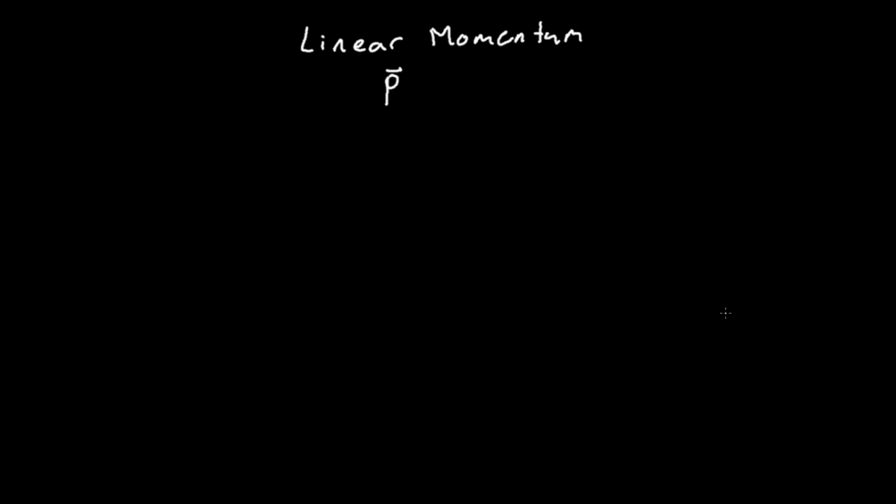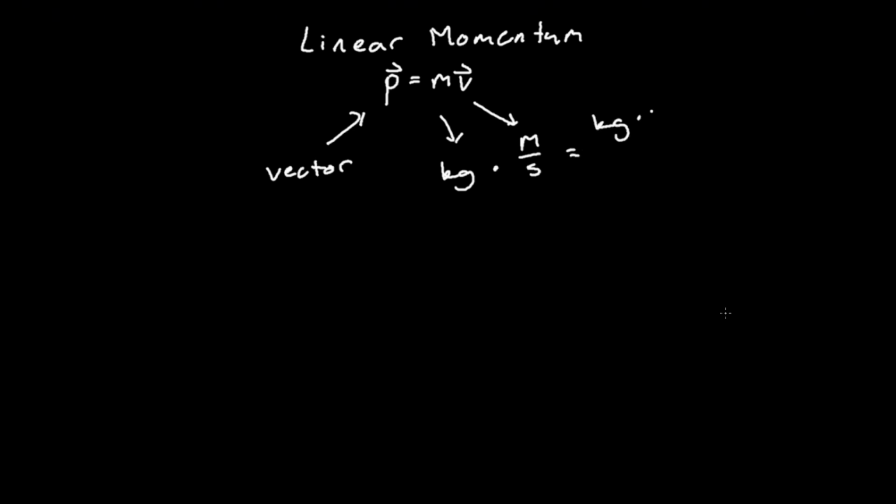I already hinted at the formula for calculating linear momentum, but it is simply mass times velocity. Since you're multiplying a scalar by a vector, the result is also a vector. Therefore, momentum is a vector. The unit for mass is kilos, and the unit for velocity is meters per second. If you multiply these two units together, you get kilos meters over seconds. So this is the unit for momentum.